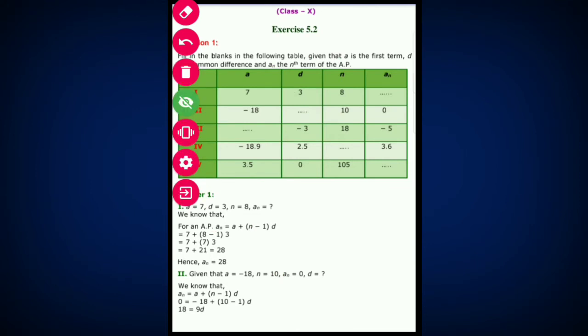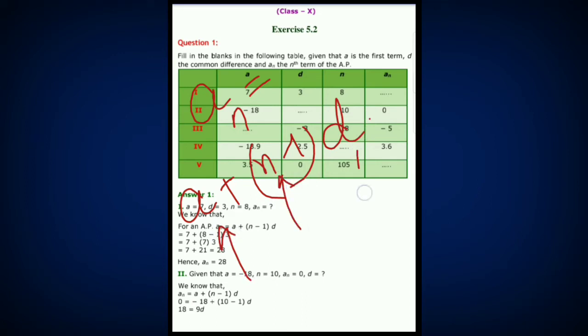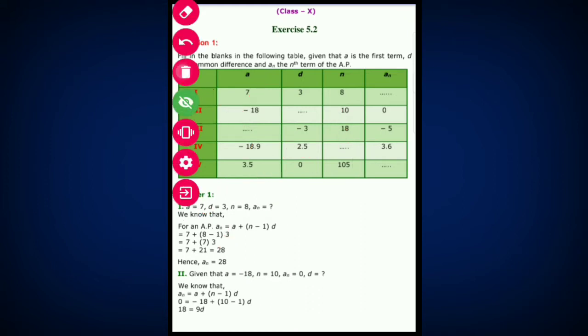By the way, one more time I am going to write down the formula. Look here. The formula of the nth term is A plus n minus 1 times D, where A is the first term, N is the number of terms, and D is the common difference. Okay, students. Now we will study the first question of exercise 5.2.